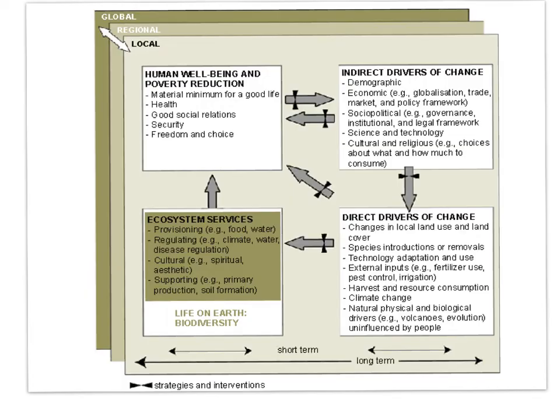In this slide, you can see that ecosystem services directly influence human well-being. Regulation of climate, water, disease, supporting primary production, including soil, and the direct drivers of change that influence ecosystem services are species introduction or removals, external inputs such as fertilizer, pest control, irrigation, and resource consumption.